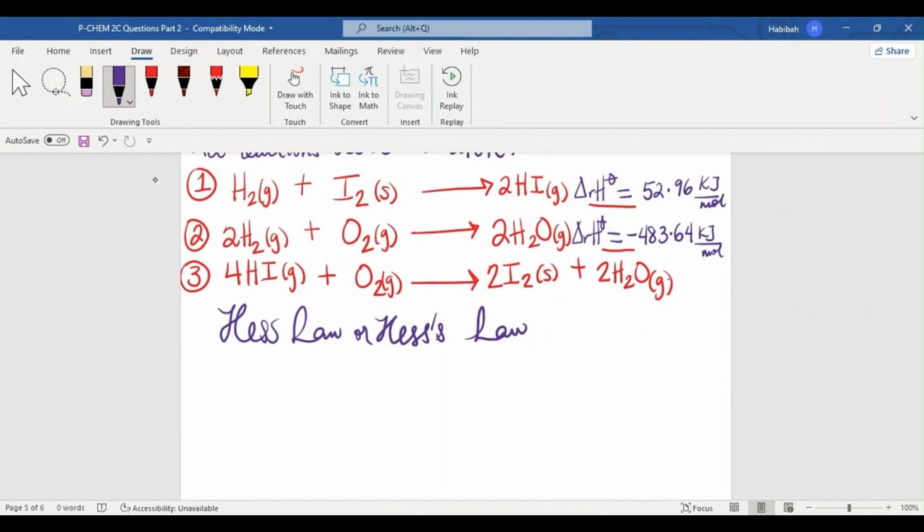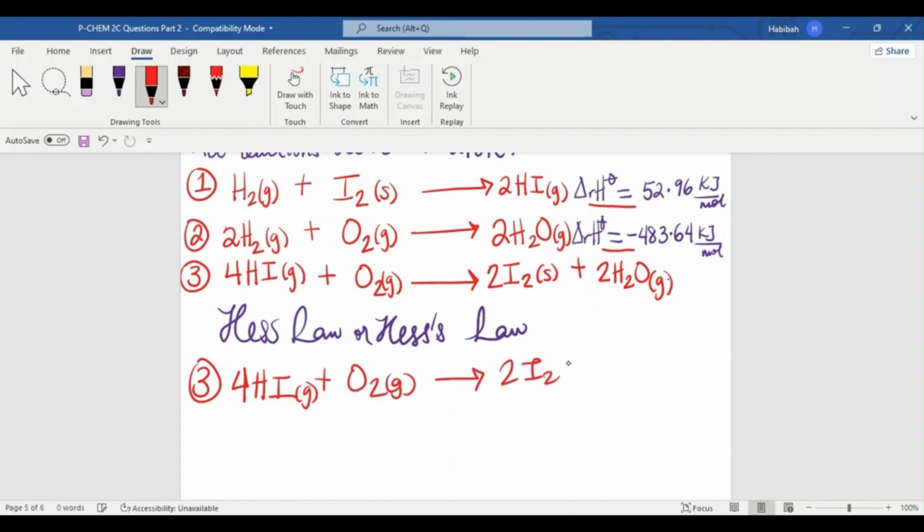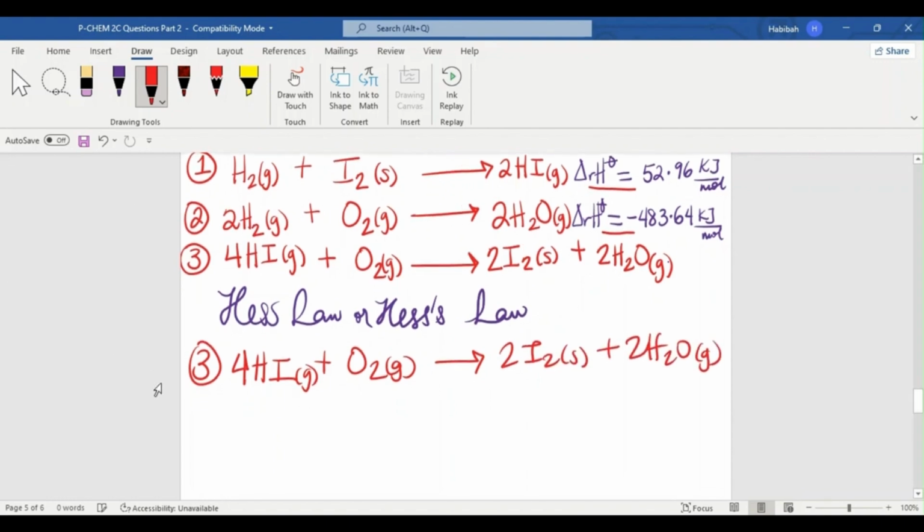So the first thing we do is rewrite equation 3. Equation 3 here, we have 4HI gas plus O2 gas would give you 2I2 solid plus 2H2O gas, right? Well, if you look at equation 1 and equation 2, you'll see that 2HI exists in equation 1, but it's on the right side of the equation. So for equation 1, remember 3 is what we're trying to get.